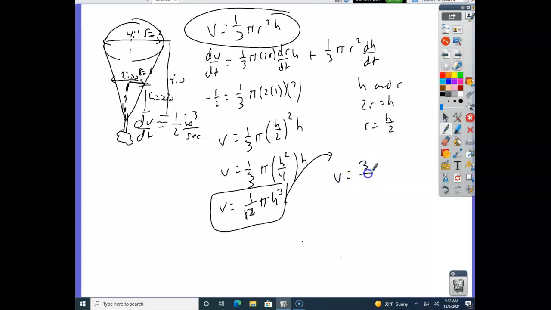Okay, so you jump. I'm going to go ahead and write it as 3 over 12 because you're going a little fast. That's okay. 3 over 12, h to the second. What happened over here? And that's it. All right, dv dt is negative 1/2. That's equal to 1/4 pi h squared. h at the point we care about is 2, so that's going to be 2 squared. dh dt is what I'm looking for, and look, I can solve the problem.